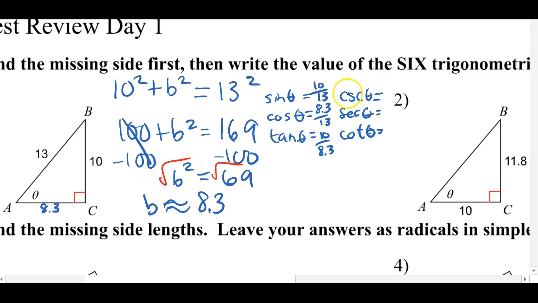Cosecant, remember, is the same thing as sine, but it's 1 over that ratio. So in other words, all we're doing is taking the reciprocal. We're flipping it. And then secant is the same thing as cosine, but taking the reciprocal of that. So the same thing flipped, 13 over 8.3. And then again, the same thing for cotangent. It's the reciprocal of tangent, so it's the same thing flipped, 8.3 over 10. So once you know these ratios, you know what these are, because it's these first ones that are flipped.